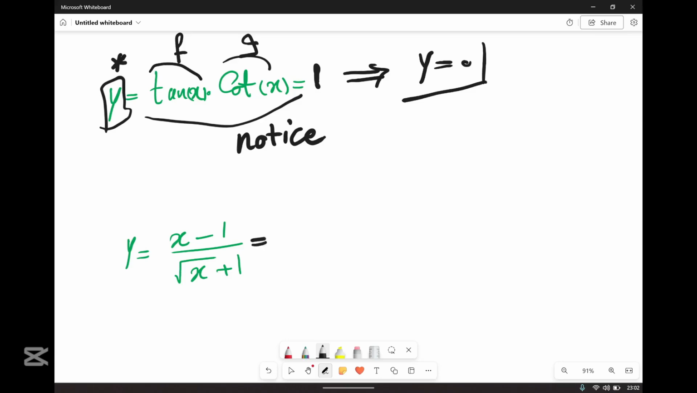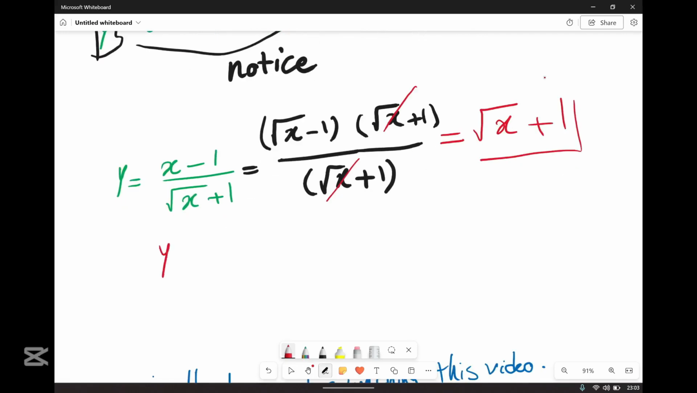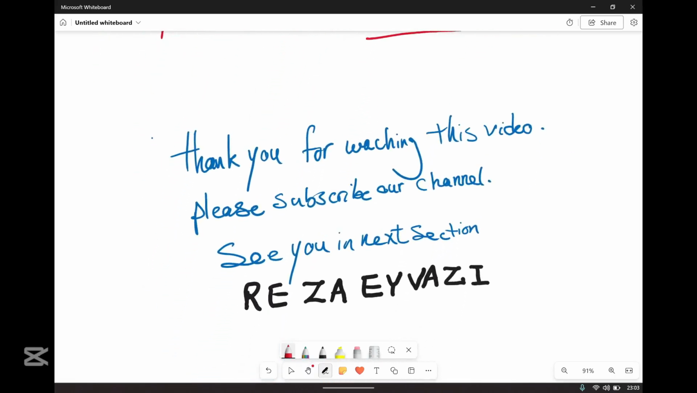For example, here I can factorize: root x minus 1 with root x plus 1, divided by root x plus 1, and they cancel each other, and our total answer is root x plus 1. Right now I start to calculate the derivative. Therefore y is root x plus 1, and the derivative of this function is 1 divided by 2 root x.